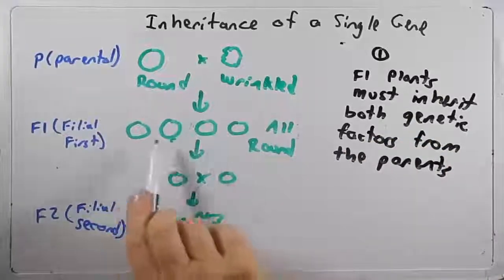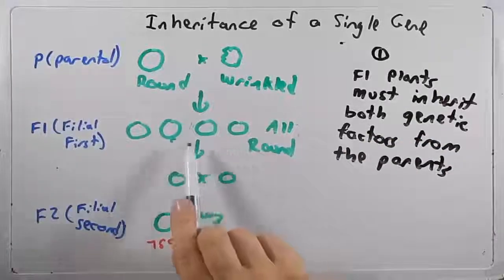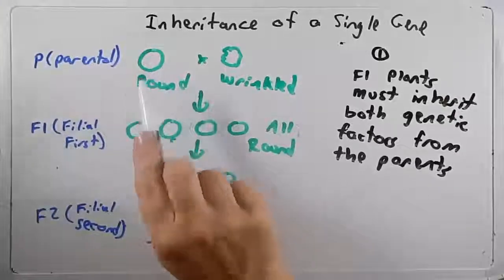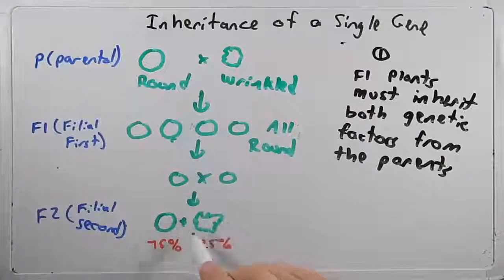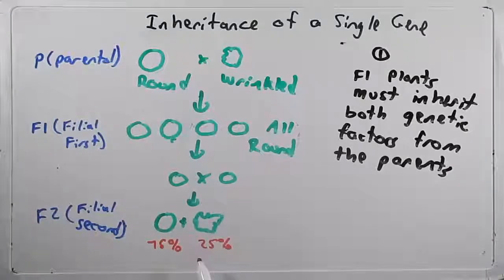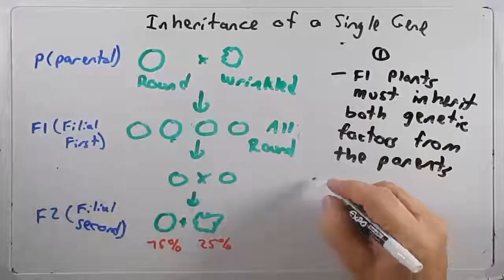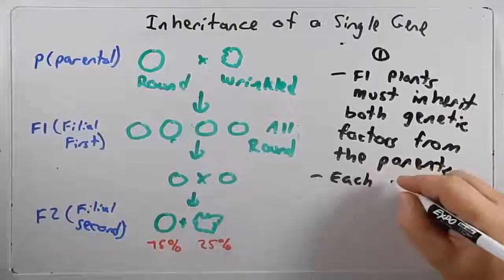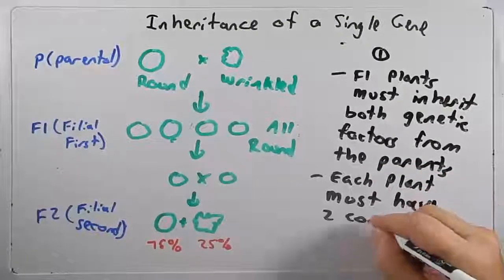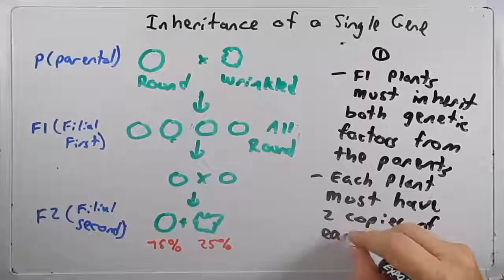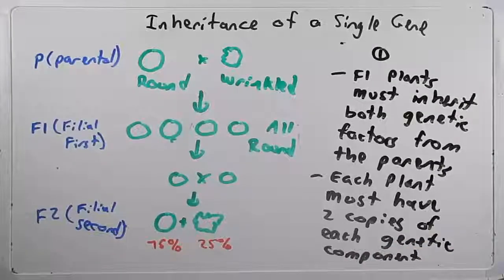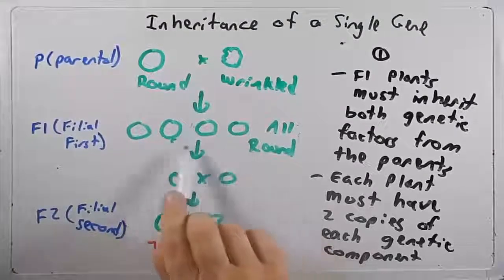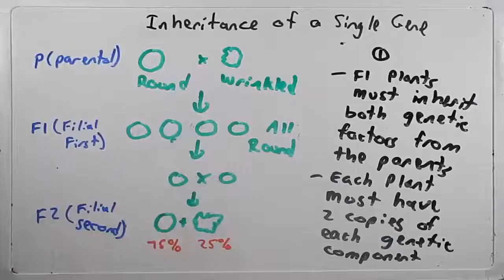Even though we don't see the phenotype of wrinkled here, he reasoned that they must have inherited something from this parent and this parent. And the reason he made that prediction is because the wrinkled phenotype shows up here again. Where else would it have come from? So it was a pretty logical prediction. He also reasoned that each plant must have two copies of each genetic component. Again, we know that today to be the gene. Because he reasoned that if you only had one copy of it, there'd be no way to kind of hide this wrinkled gene in this F1 generation.